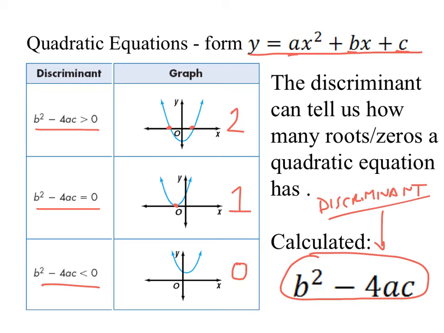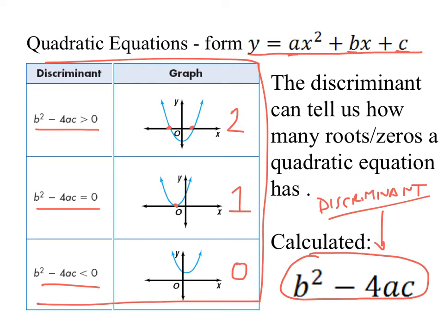So you might want to put this chart into your notebook or on your blue card, and especially what this discriminant calculation is. So make sure you pause me now because I'm going to move on to our examples. If it is positive, I'm going to get 2 solutions.